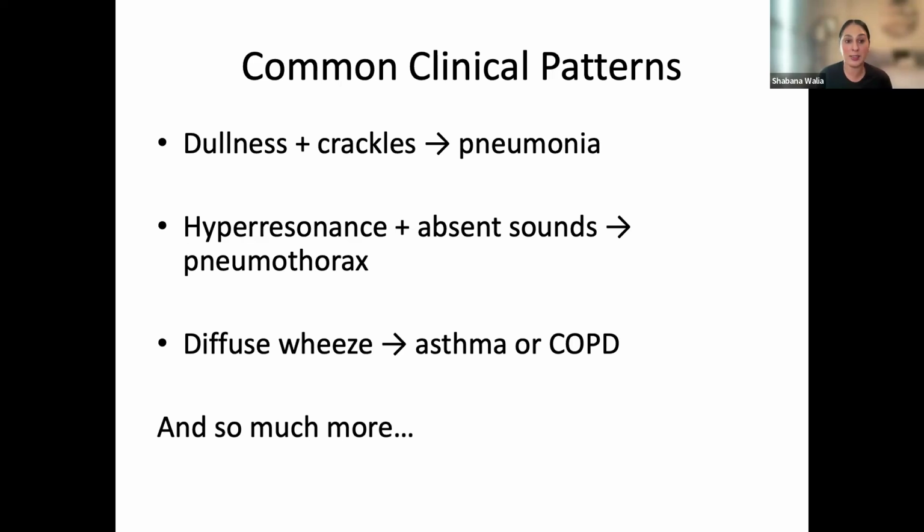If you have hyperresonant sounds plus absent breath sounds, you're thinking of pneumothorax. This is important for mediastinal shift, tracheal shift, and then it might be a tension pneumothorax based on the patient's physiology. And then a diffuse wheeze, thinking more asthma, COPD. But again, this is not limited just to this. So again, you have to know all this anatomy to be able to diagnose pathology and so much more later.